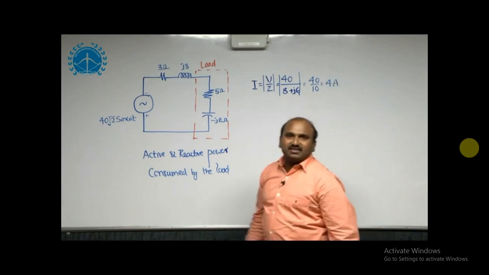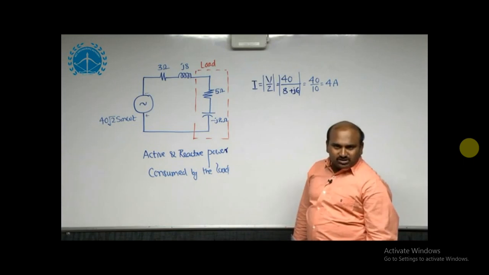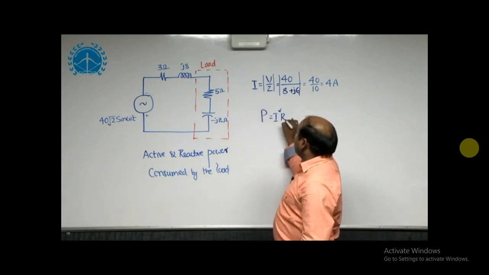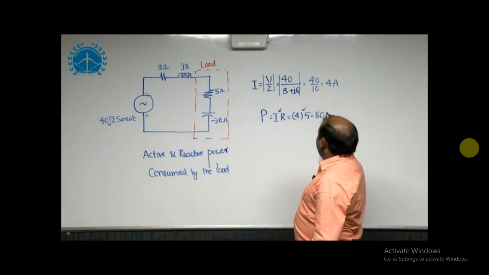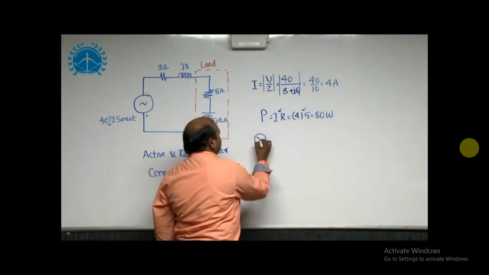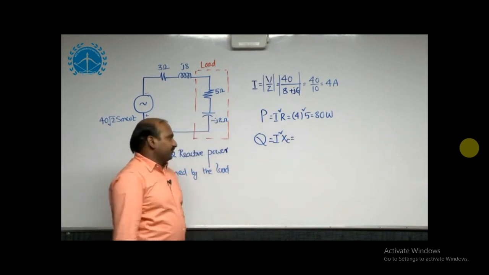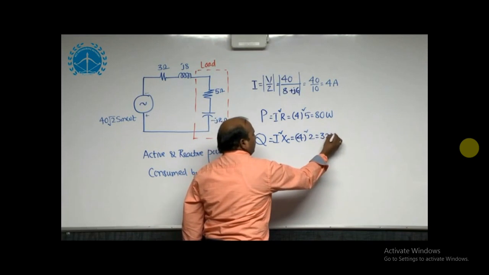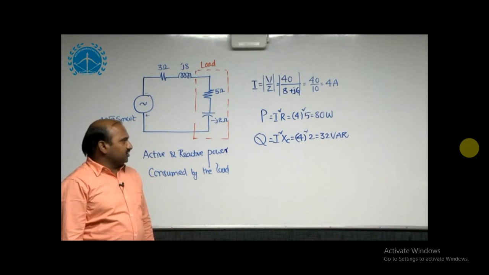Once you get the magnitude of current which is coming to the load circuit, using that I can estimate active power. P is equal to I square into R, directly you will get it. That is 4 square into 5, which is equal to 80 watts. This is the active power. And reactive power Q is equal to I square into XC, magnitude only. XC is here, 4 square into 2, 32 VAR, volt ampere reactive. As per the given options, option D is the correct one.